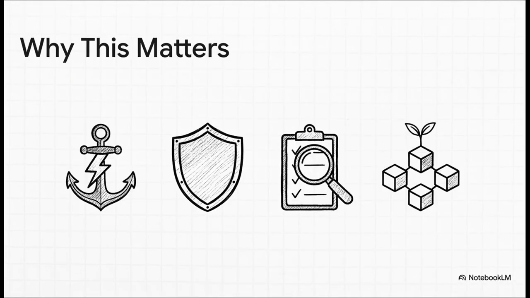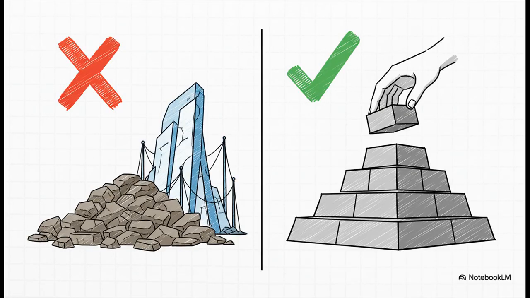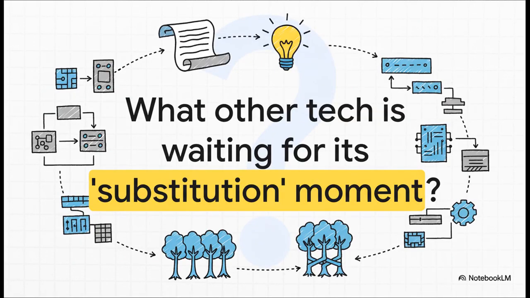So what's the big picture? We're talking more efficient anchoring, stronger security, and systems that are easier to audit. And the best part? It's evolution, not revolution. A small, smart change that makes a huge impact. It really makes you wonder, doesn't it? What other foundational tech is just waiting for its own substitution moment?